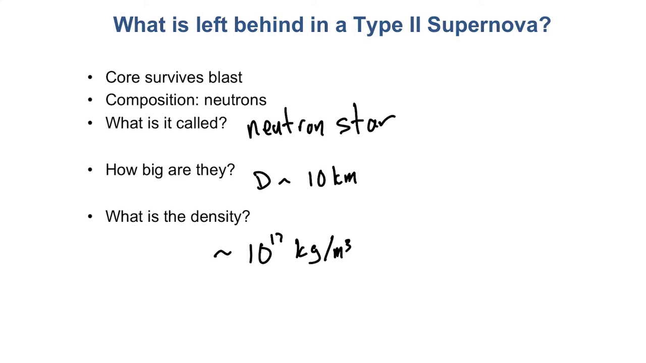Again, that's a 10 to the 17. That's a 1 with 17 zeros after it, right? This is nuclear density in an atom. You cannot get any denser than this and still have it be normal matter, right?